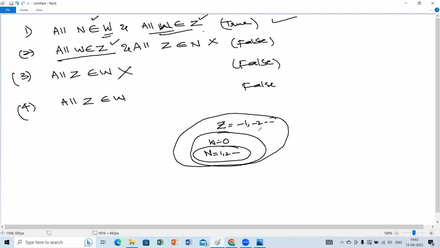And the next part, you can see: all Z belong to W. All integers are, yes, not all, a few integers belong to W. Negative integers are not there in W, that's why it's a wrong statement. Only the first statement is correct.